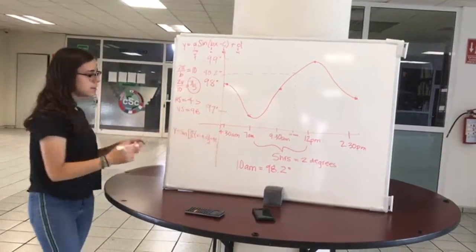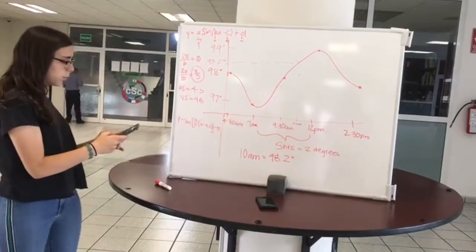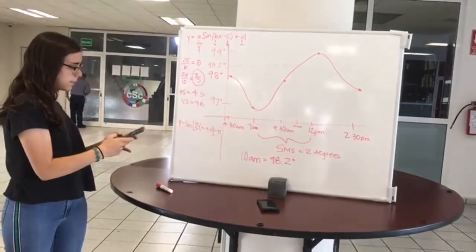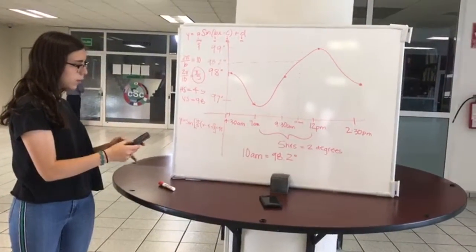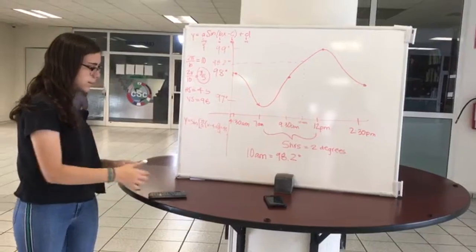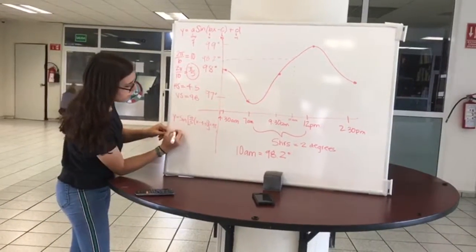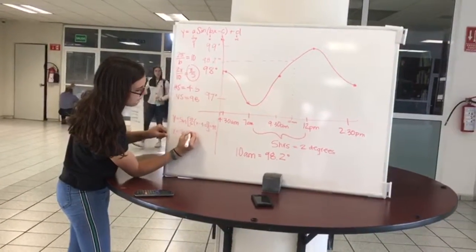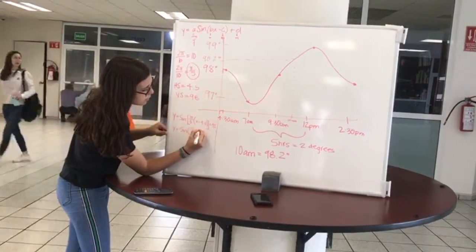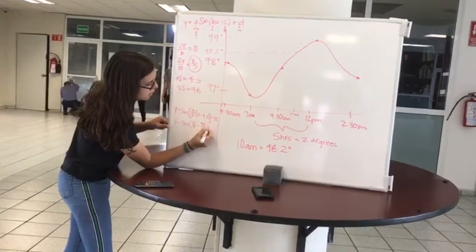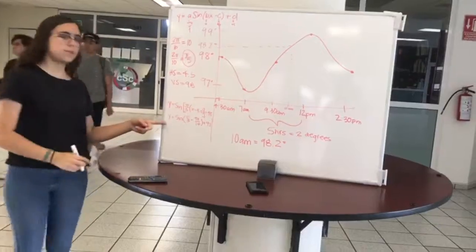So to simplify all this, we put it in the calculator. So we multiply 4.5 times pi over 5, which will give us 9 pi over 10. So our sine function would be sine pi over 5 x minus 9 pi over 10 plus 98. So this is our final function.